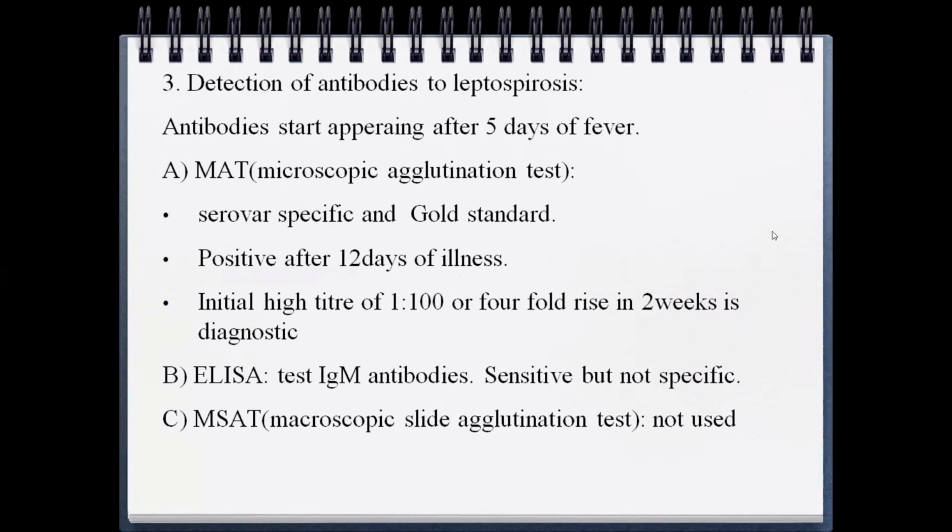A high titer of 1:100 or a 4-fold rise in 2 weeks is diagnostic for leptospira. So if you test early and don't find a high titer, but you repeat it in 2 weeks and there is a 4-fold rise, it is again diagnostic. Sometimes an ELISA test for IgM antibody is also done in our scenario. The best is MAT, but sometimes it is not available, then ELISA is done. It is sensitive but not very specific. The microscopic slide agglutination test can also be done but is not used.